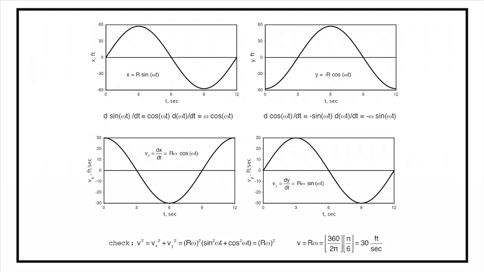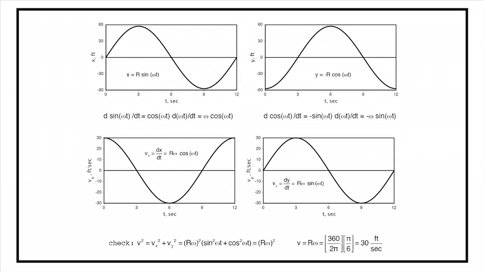Now just to check to make sure the handbook is correct, which of course it will be, you can evaluate v squared, which is vx squared plus vy squared, and you put those expressions in the panels right above that, and you find out that that's just the quantity r omega squared, or in other words, the speed, the magnitude of v, is equal to r times omega. And if you put the numbers in, you find that comes out to be 30 feet per second, which is what we expected.